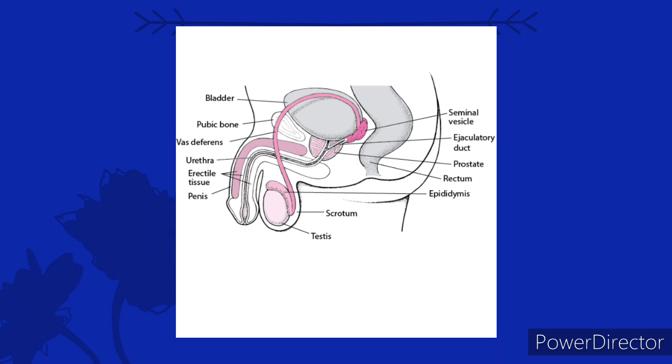To discuss where the semen is made and passes through, the two testes are oval-shaped sacs that produce millions of sperm and the male hormone, which is testosterone. They hang outside to keep the sperm from dying from overheating, protected by a layer of skin called the scrotum.